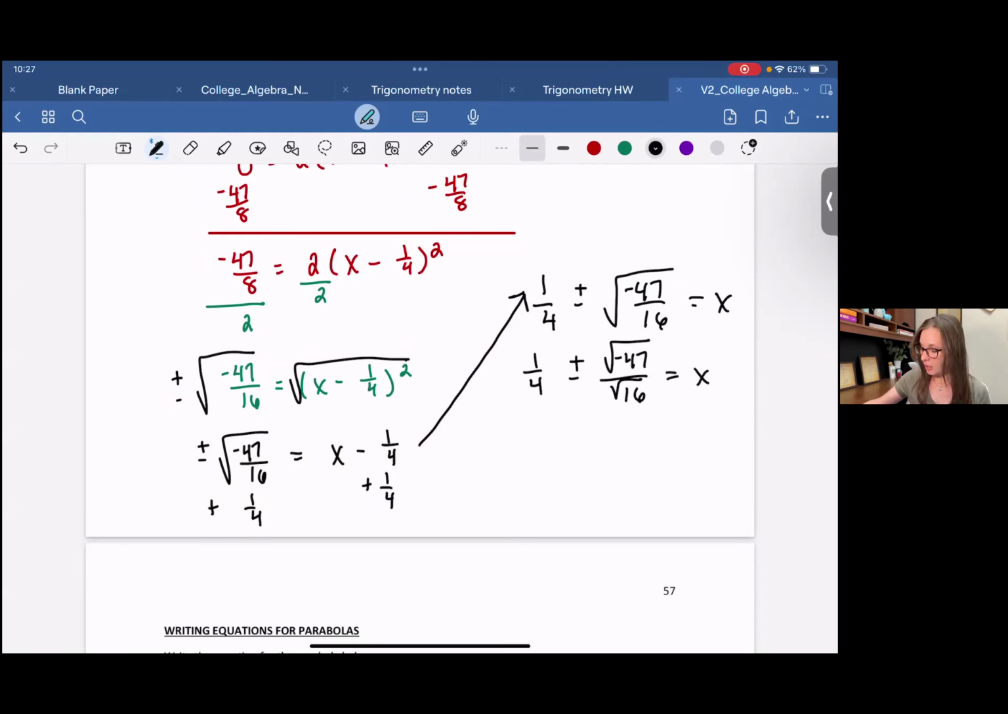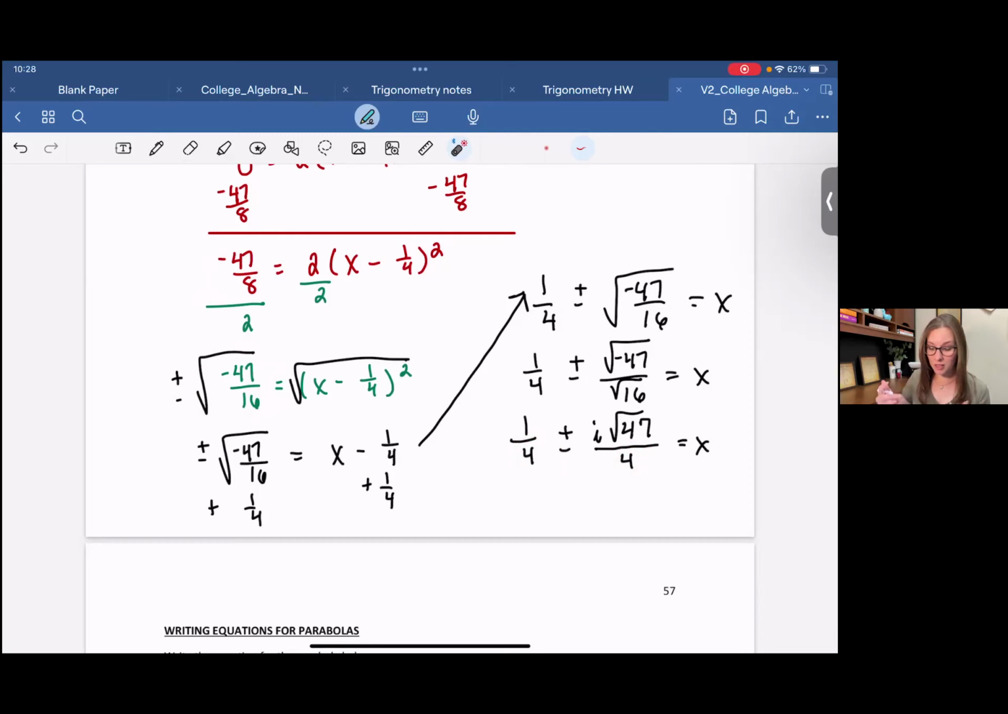And then we know that when there's a negative under the square root, to simplify that, we pull out an i. 47 is prime. That's ugly. So that's not going to simplify any further. And square root 16 is 4. I promised you this would turn out. Look now, we got all these ugly fractions. It was ugly here, but it turned out to where now we have the same denominator.